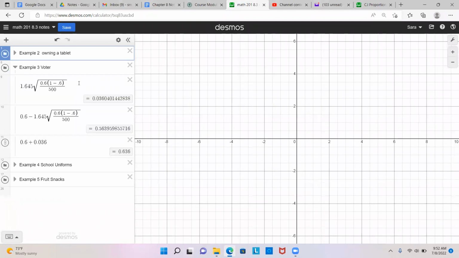So we have everything for our theorem bound of the proportion here, and then here's our lower bound and our upper. So our lower interval is 0.564, and our upper is 0.636.